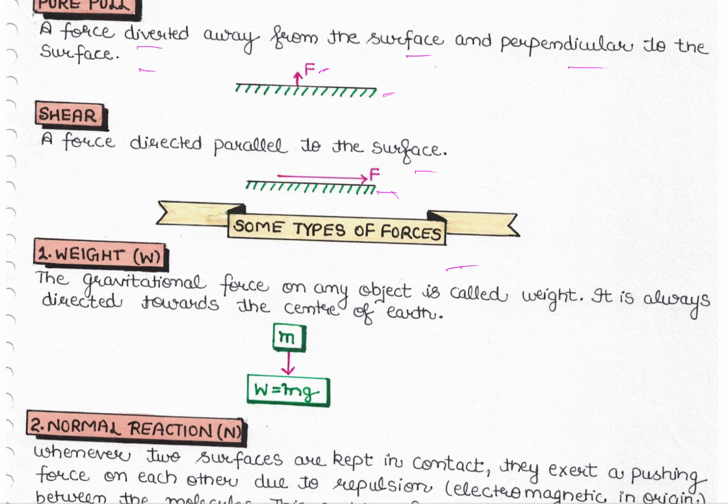Some types of forces. 1. What is weight? The gravitational force on any object is called weight. It is always directed towards the center of the earth and it is represented by W. So this is the mass, small m, and its weight would be W is equal to m into g, where small g is the gravitational acceleration.